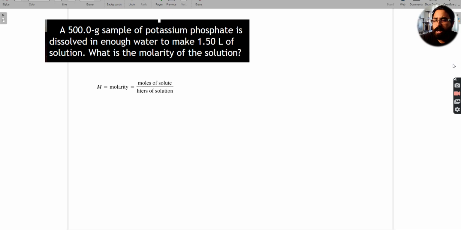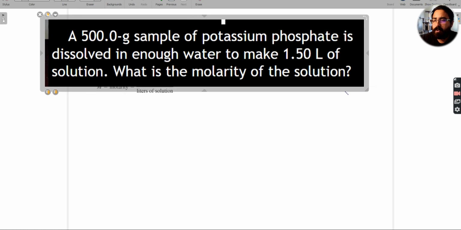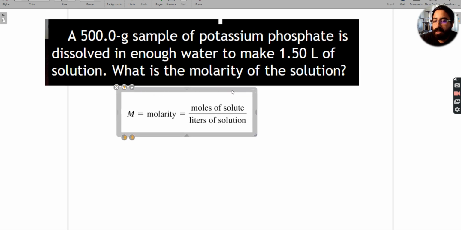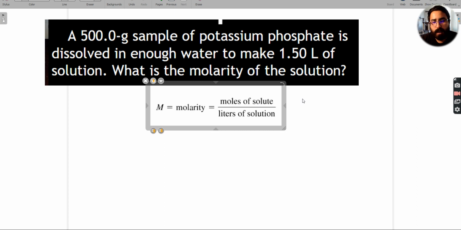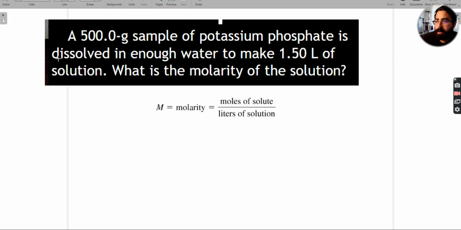All right, so let's take a look at this practice problem. The formula we're going to be using is molarity equals moles over liters. The problem: a 500-gram sample of potassium phosphate. I'm going to have to ask Siri for the molar mass of potassium phosphate, because I did not get that before the video started. Maybe I should have started that a little bit earlier. All right, anyways, let's take a look.